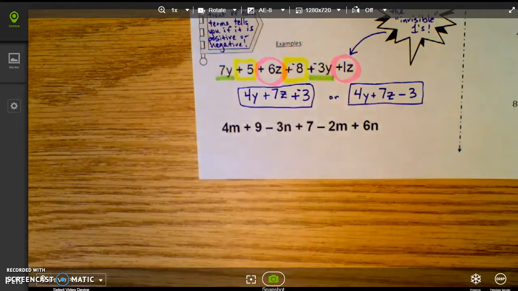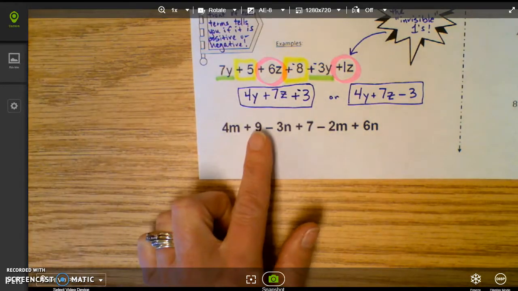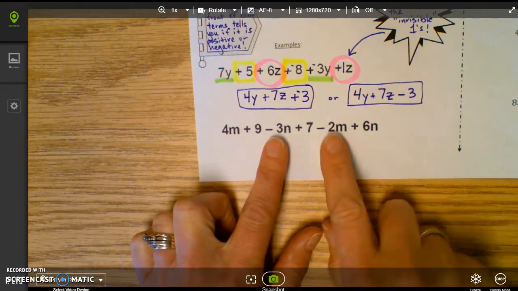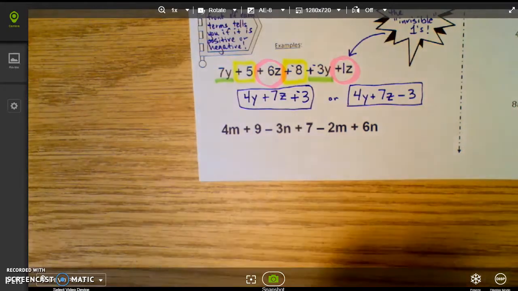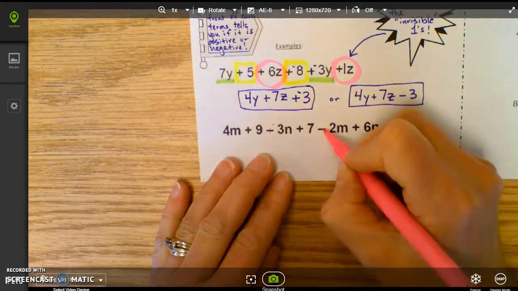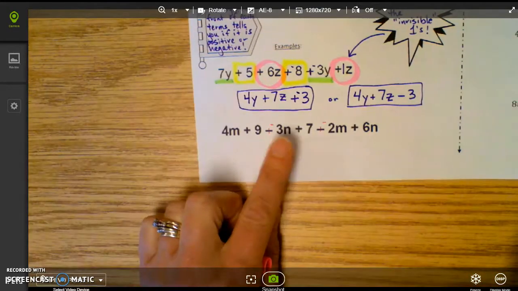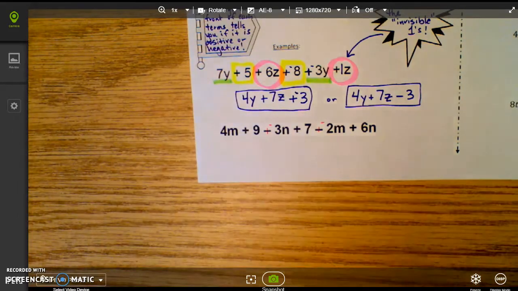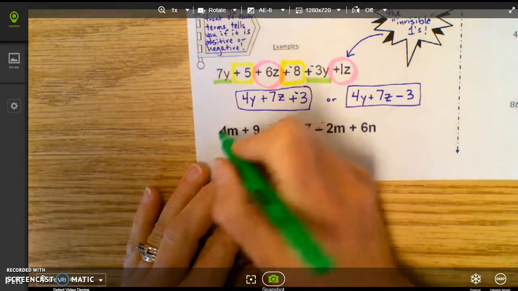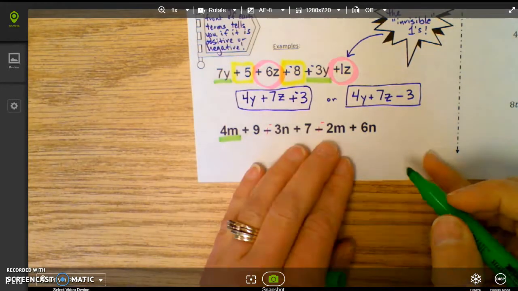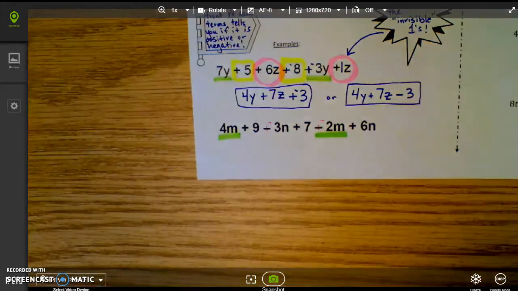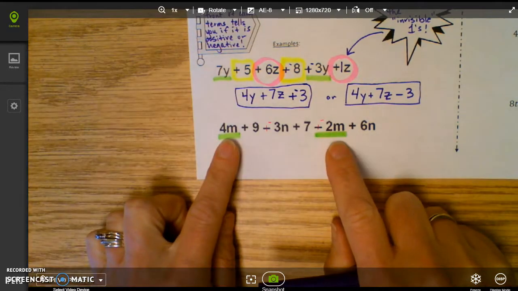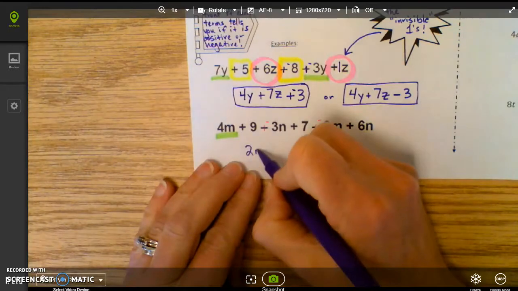On the bottom, we changed variables, so we now have m's, we have plain numbers, and we have n's. If you'll notice, we have quite a few positive terms, but we do have a couple negative terms here and here. So it wouldn't be a bad idea if you wanted to do some keep, change, so that we don't forget, this is a negative 3n and a negative 2m. Again, using your highlighters is a good idea to keep everything organized. M is the first letter that I come across in this problem, so I'm going to focus on combining just the M's together. Maybe M stands for monkeys again, or M&M's or something. I start out with 4, I add negative 2, and I end up with 2.